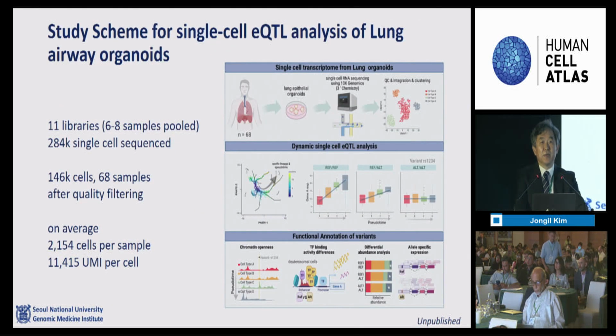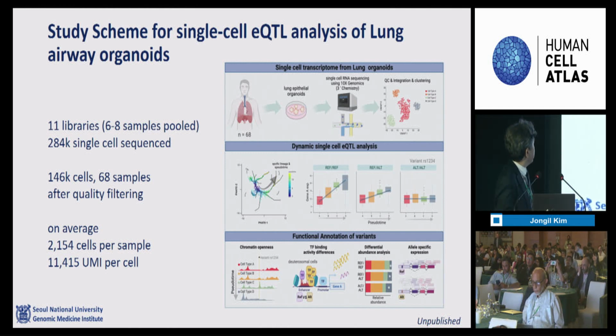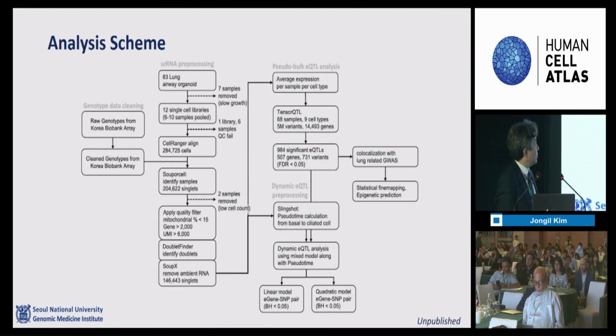Now we are finalizing our data for single-cell eQTL for lung, and we used about 300 single-cell sequencing samples from 11 libraries. But finally, after QC filtering, we selected 146,000 cells from 68 samples. And this is the analysis scheme.